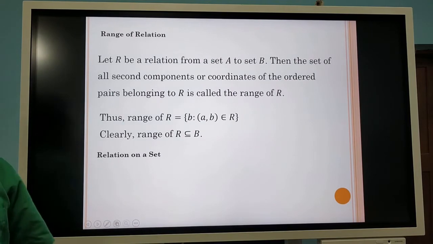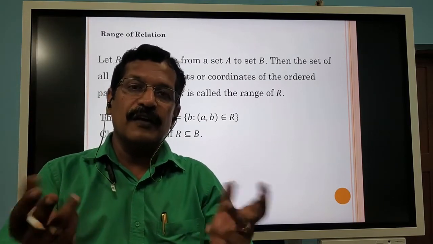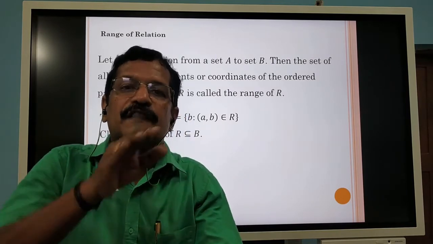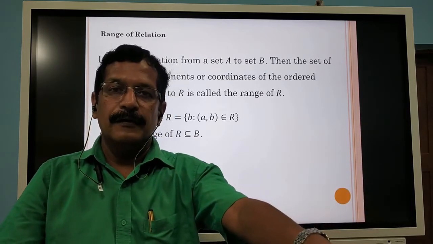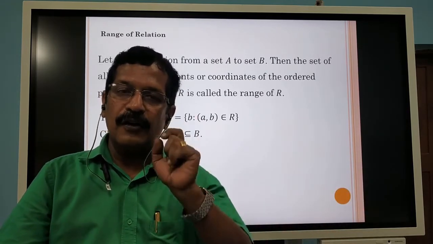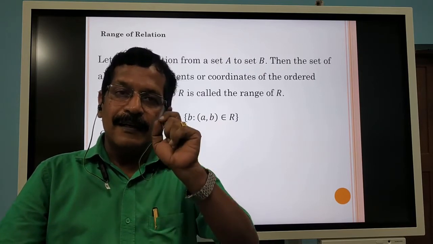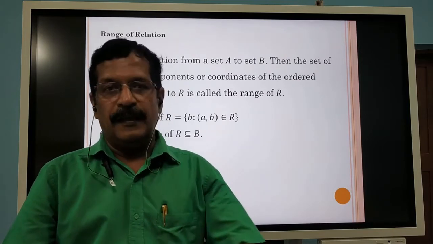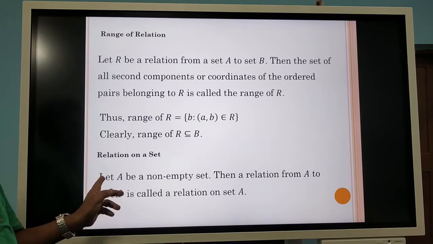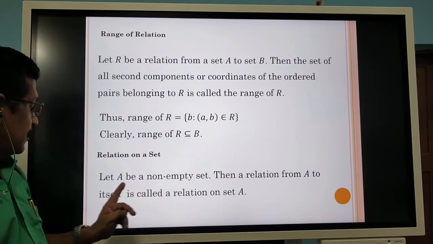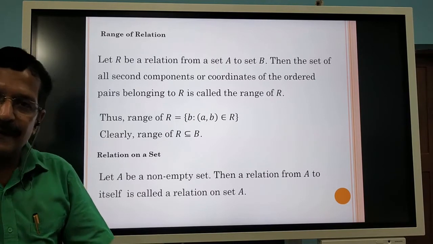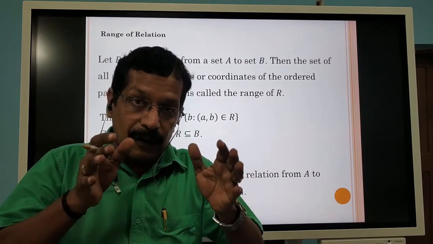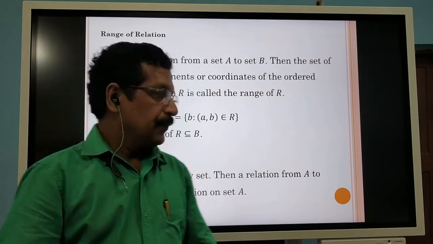Now, relation on a set. What is a relation on a set? A relation from a set A to itself is called a relation on A. In short, a relation on a set A is a relation from A to A, that is, a subset of A cross A. If A is a non-empty set, then the relation from A to itself is called a relation on the set A. In our class 12, we are discussing relation on a set generally.